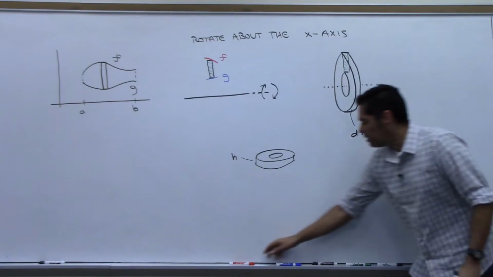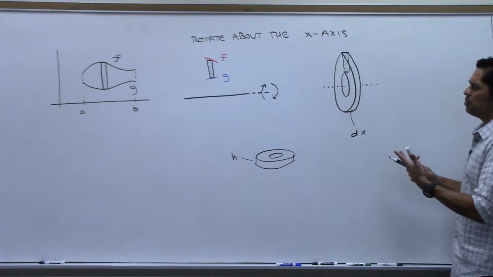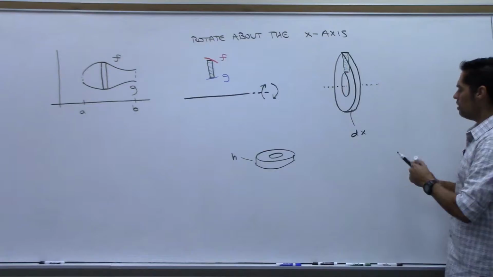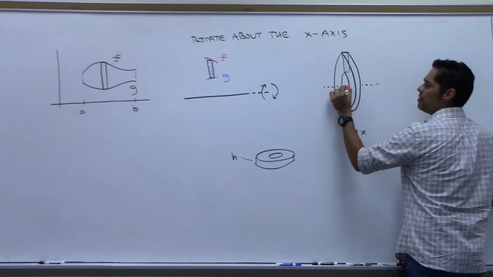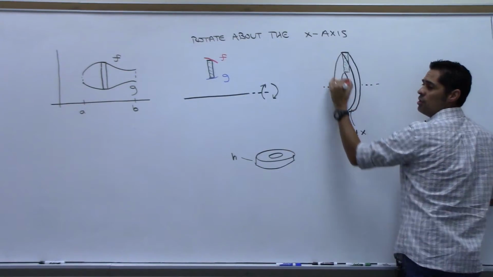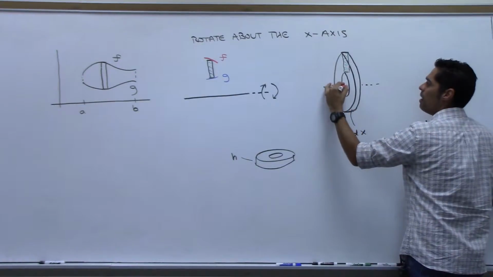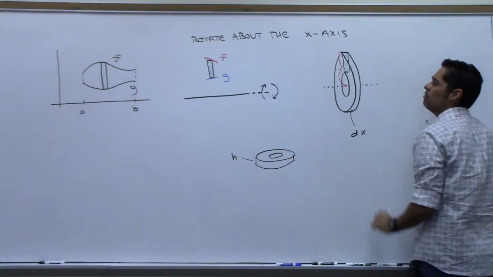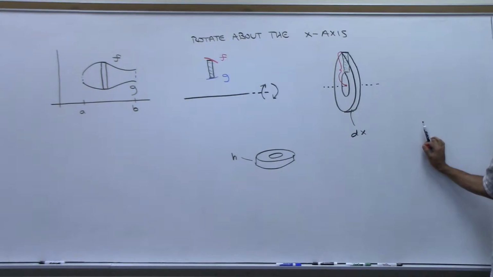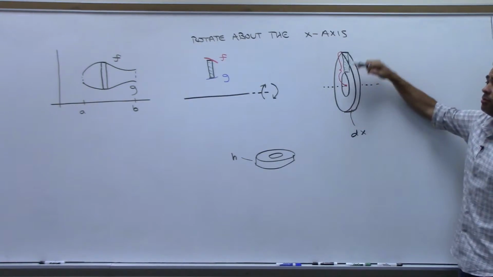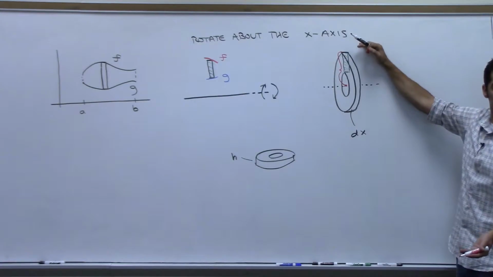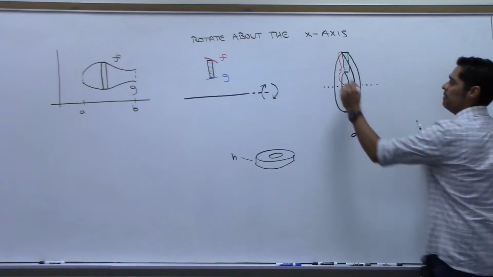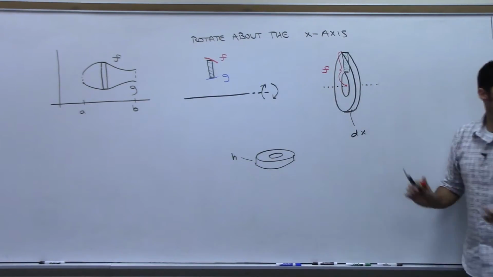So let's talk about inner radius or outer radius. Which one do you want first? Outer radius. The outer radius is the distance from the center to any edge of this washer. So why don't I take it all the way up to the top edge? What is that distance? It's 0 to the top of f. So isn't that just f? That's just f, the function f of x.